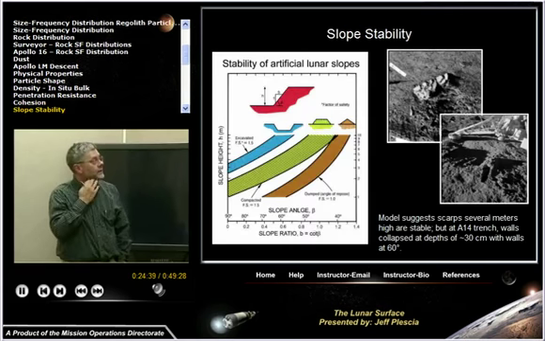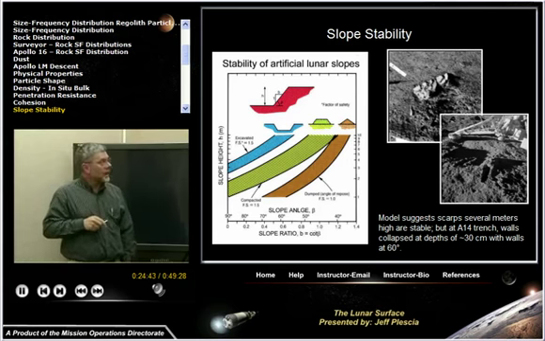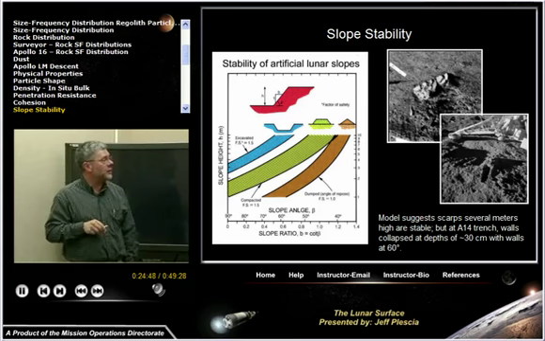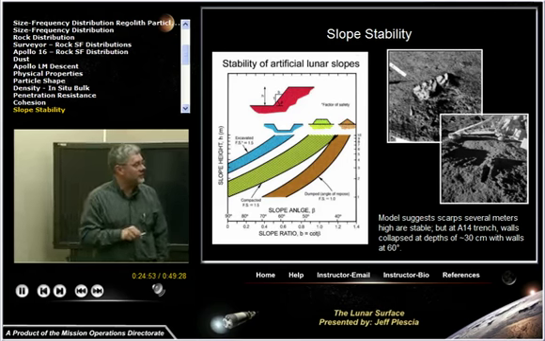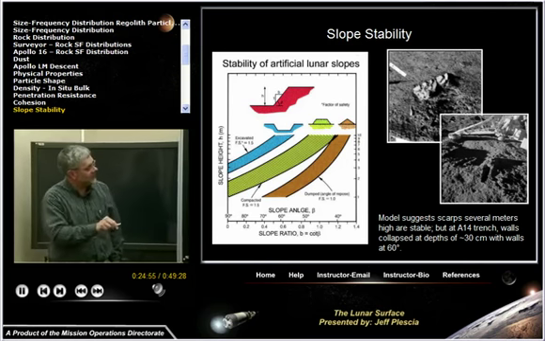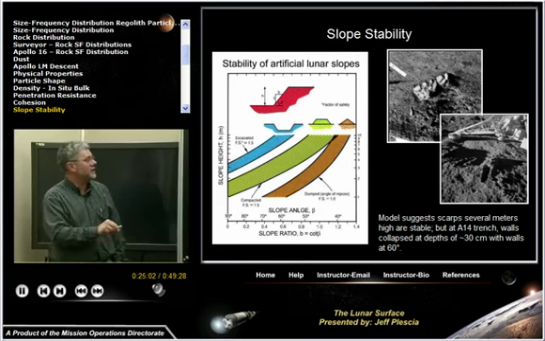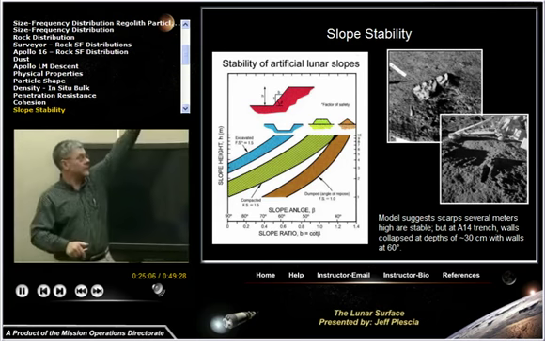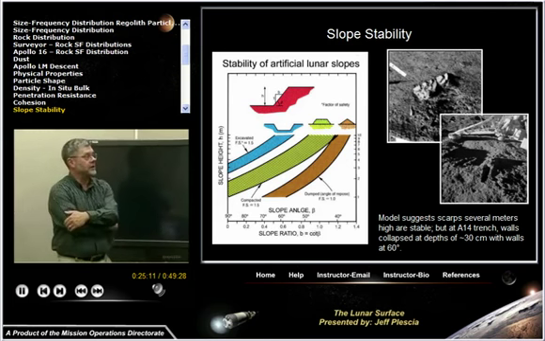Next slide. Now, one of the things that was done was people modeled how steep an angle you could have and how tall a scarp or a pile you could have before it would collapse. And the theoretical analysis suggested that, depending on what kind of factor of safety you wanted to have, you could get slopes that were 80, 90 degrees steep and several meters high, which would suggest something the size of this wall here, in theory, would be stable on the surface, dug into the regolith.